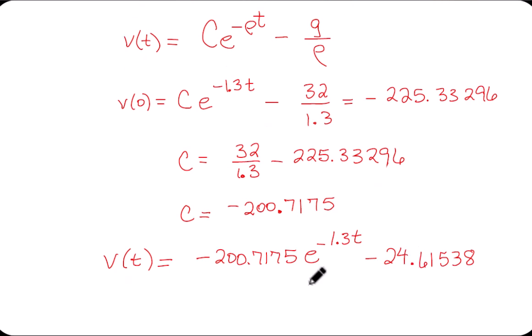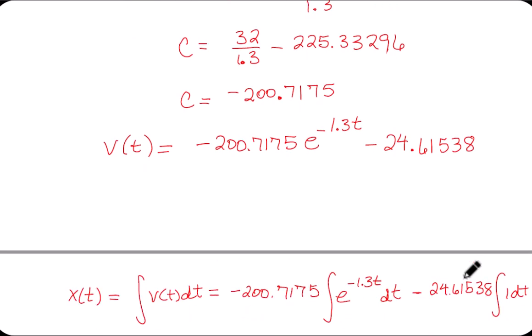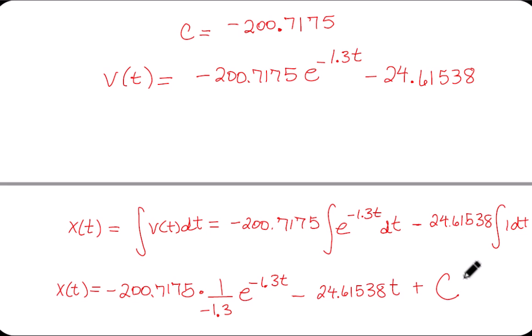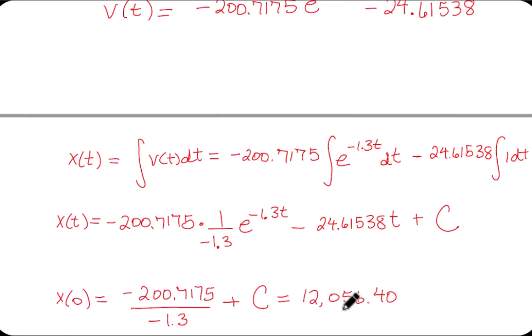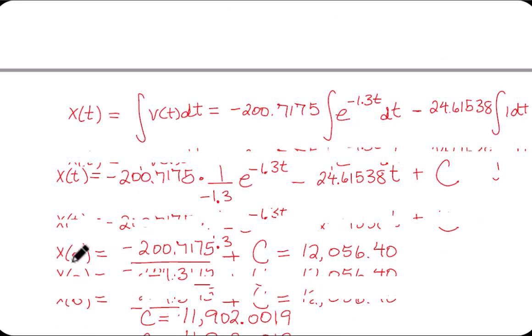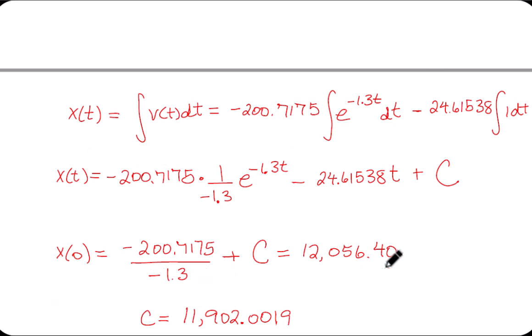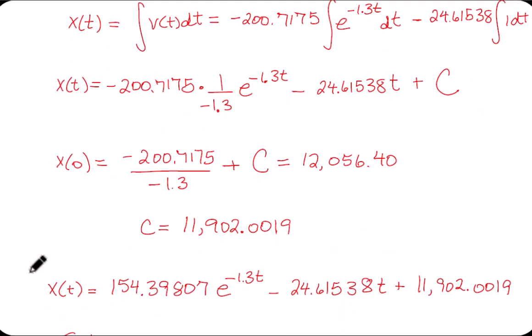And so I get a relationship for the velocity going forward from 19. All right, but I need to know x of t. All right, so x of t is the integral of all this junk. So somewhat messy. And I need to plug in at time 0. We left off at 12,056.40 feet. And so I get a relationship for x of t.